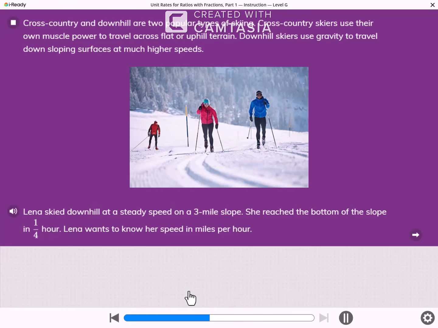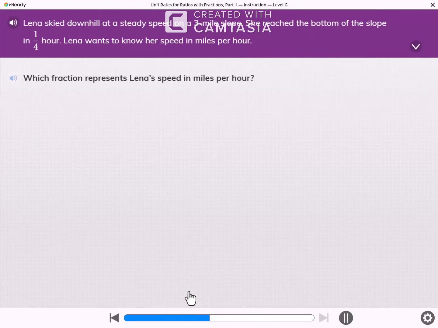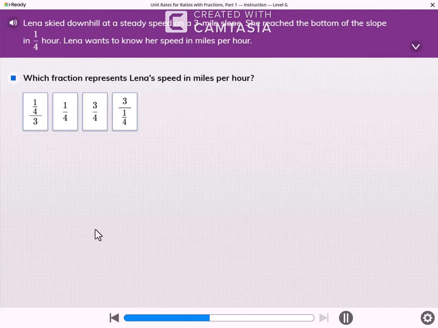Cross-country and downhill are two popular types of skiing. Cross-country skiers use their own muscle power to travel across flat or uphill terrain. Downhill skiers use gravity to travel down sloping surfaces at much higher speeds. Lena skied downhill at a steady speed on a 3-mile slope. She reached the bottom of the slope in 1/4 hour. Lena wants to know her speed in miles per hour. Which fraction represents Lena's speed in miles per hour?